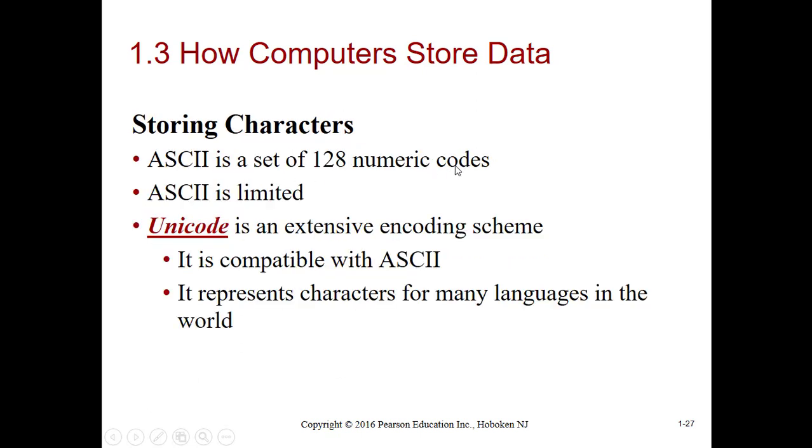ASCII is a set of 128 numeric codes. It's limited. Unicode is the one that's the industry standard now because it includes a lot of the symbols for the languages from other countries.